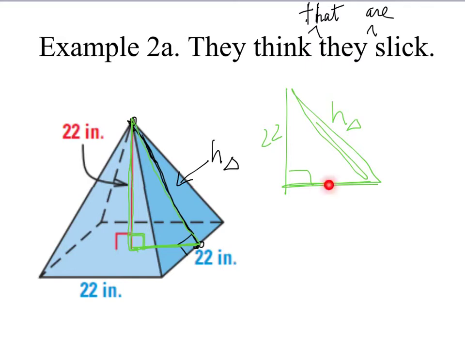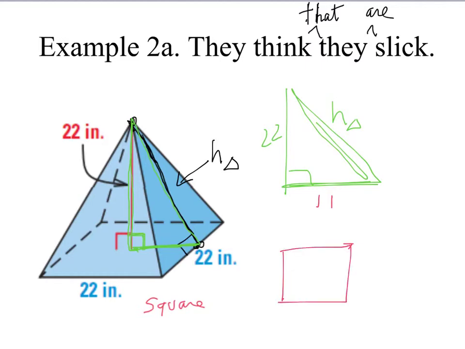And so now it seems like we've run into a little bit of a speed bump because we don't know what this length is. But if you picture again what they're doing, the height goes to the center of this base, which is a square. So if you're going from the center of the square to an edge, well, the entire length of the square would be 22 inches. Here I'm just going halfway. Well, what is half of 22? 11.